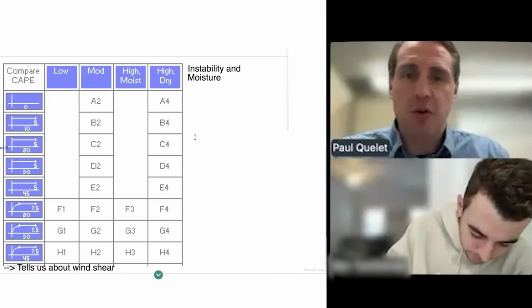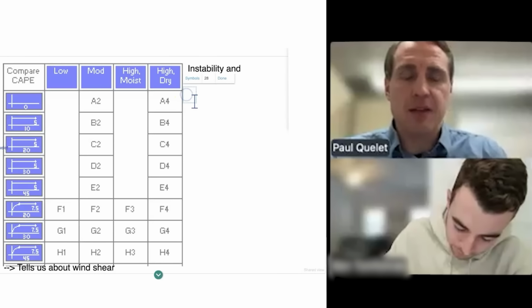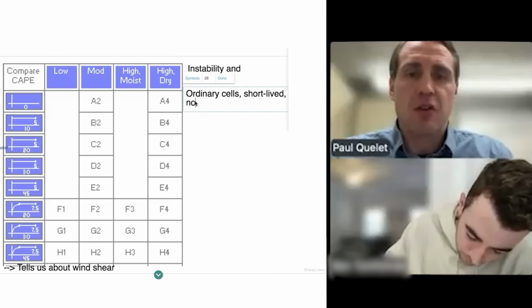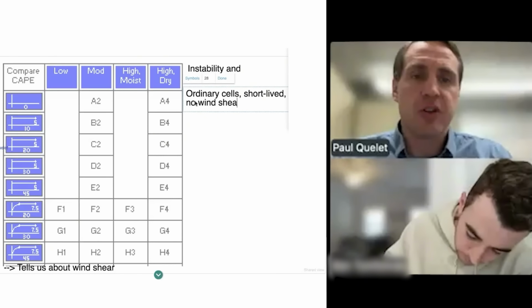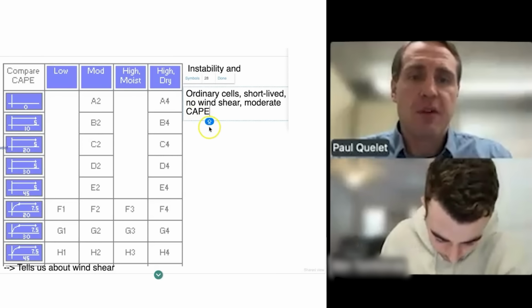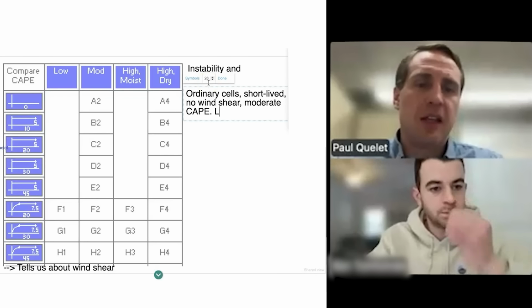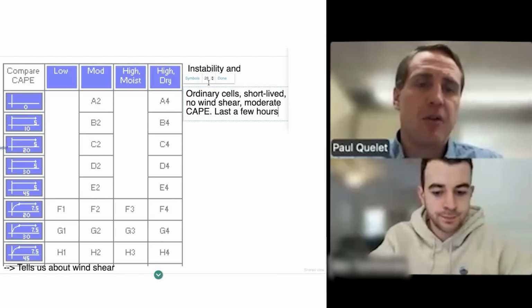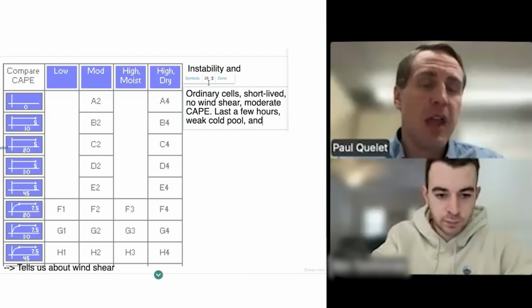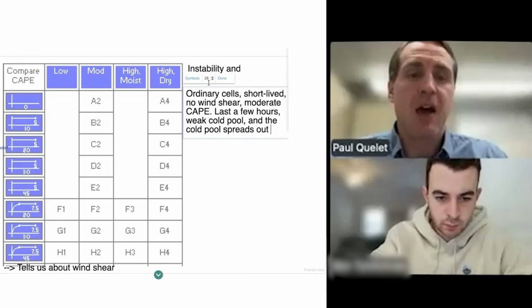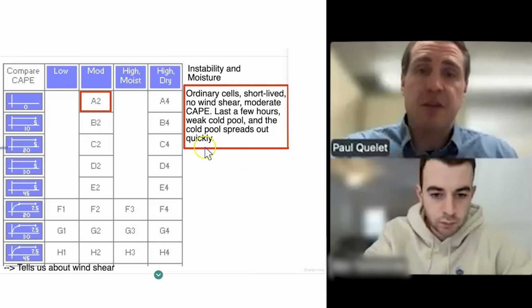Going back to where we were, we should be able to say this is ordinary cells, short-lived, no wind shear, moderate CAPE. The summary says short-lived ordinary cells. They last a few hours. We have a weak cold pool, and the cold pool spreads out quickly. So I think that's simulation A2.